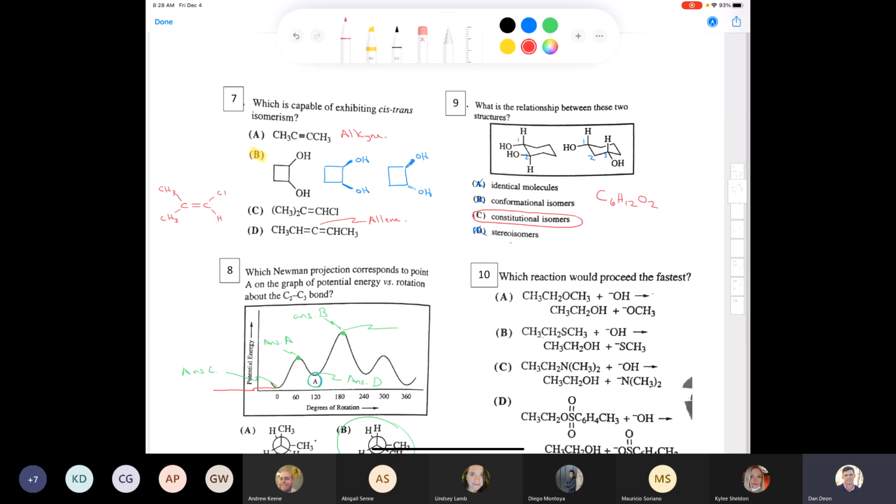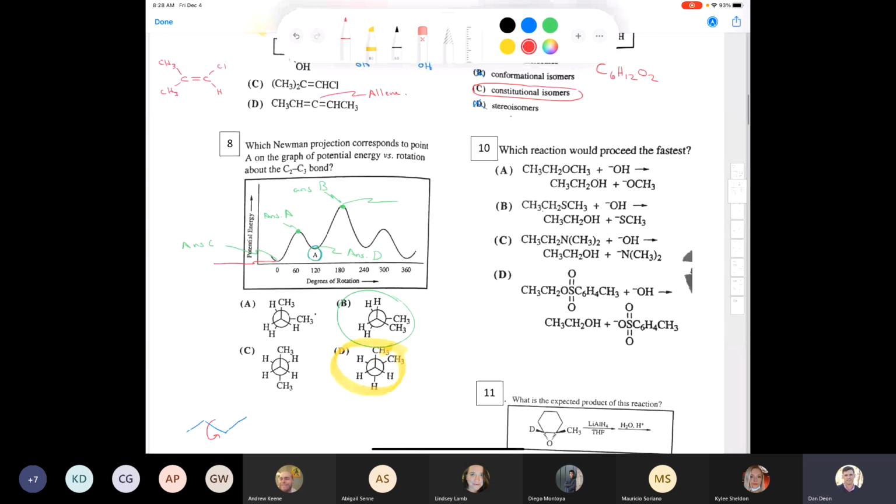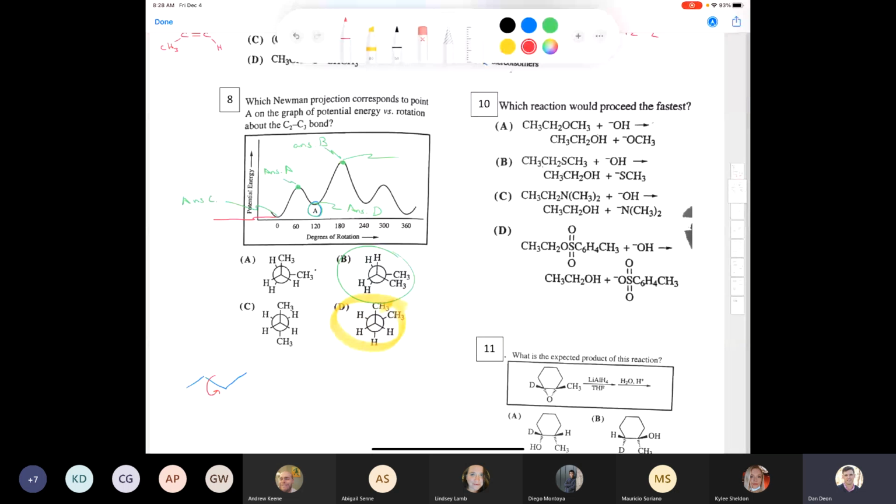The first one would be trans-1,2-cyclohexane diol, and the second one would be cis-1,3-cyclohexane diol, if you want to just go by their names. Okay, next question involves reactions. If you ever wonder, okay, how can I be asked multiple questions about reactions in one question? Well, here's an example of them doing it, right?